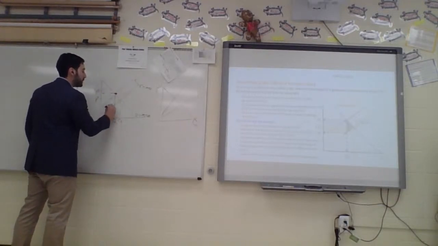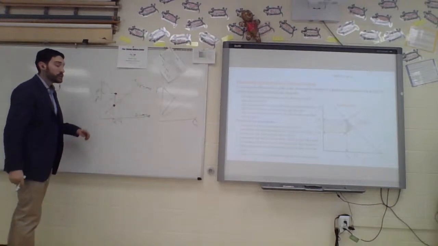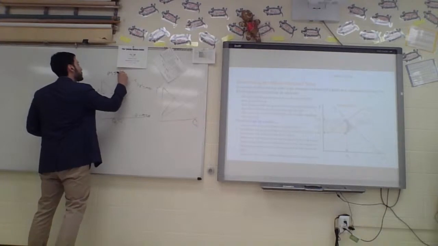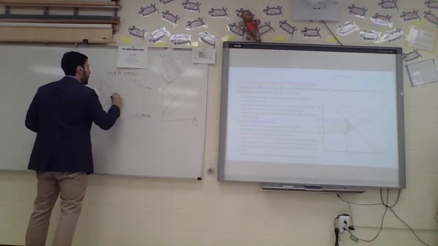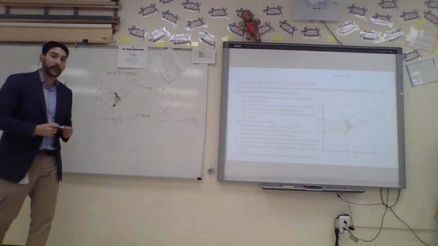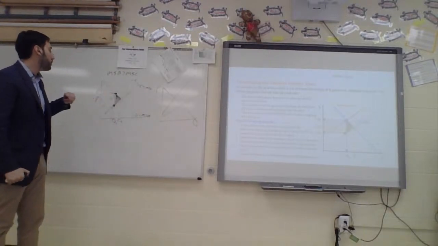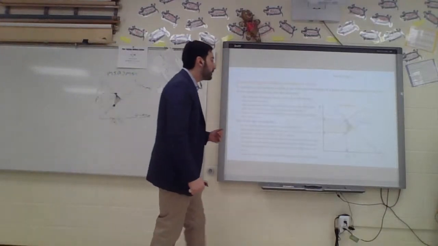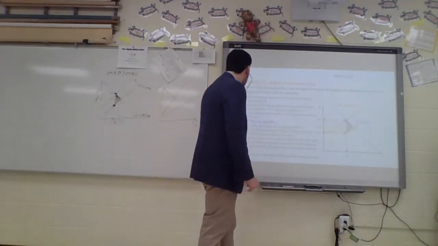This is MSB, this is MSC. So MSB is greater than MSC, which means we're under producing and consuming the good, right? So that's why the deadweight loss is there, right? So what else is going on here?